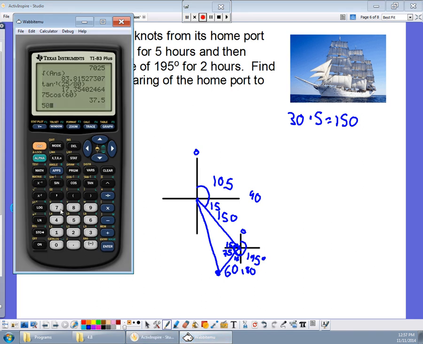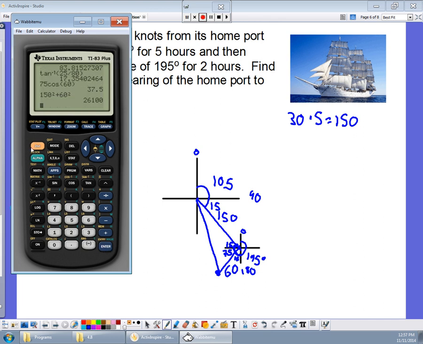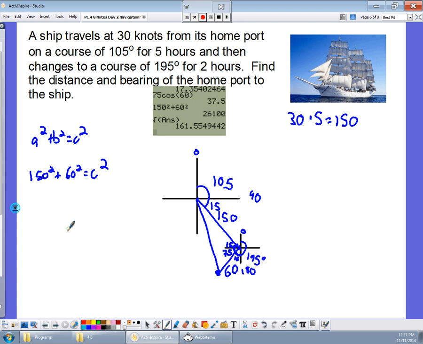So 150 squared plus 60 squared. Take the square root of that, and you get 161.5. So 161.5, I'll just write km for nautical miles, is c. So that's the distance from home port.